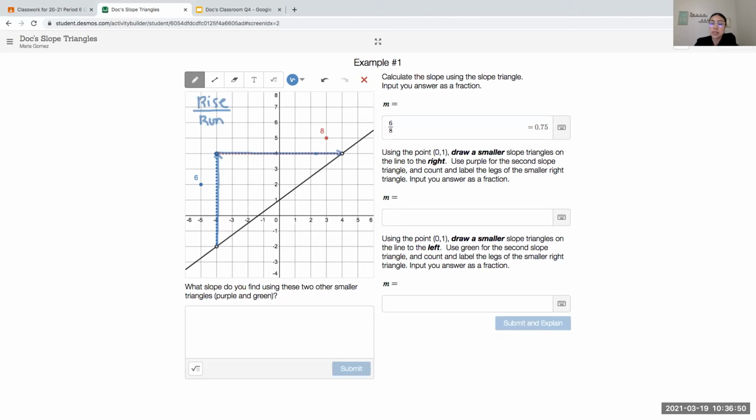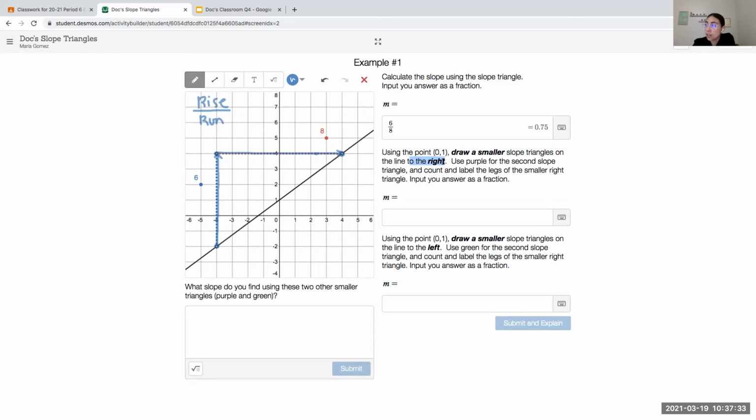Now notice this is a pretty big triangle on our graph. These 2 points are really far away from each other. When I look at this point on the left to this point on the right, they're really far away from each other. We could have actually found another point in between here to have helped us find 2 points that were closer to each other. And that's what we're going to do now. We're going to use the point 0, 1, and we're going to draw a smaller slope triangle. And we want to draw this triangle on the right side of that line.